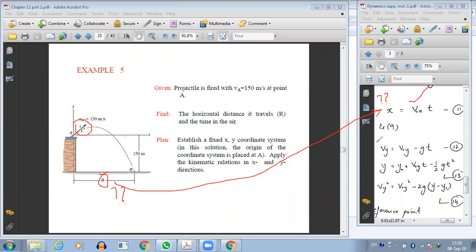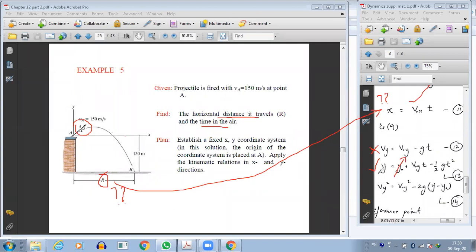You move towards the y component equations. For the y component equation, again, the first equation has Vy, but we don't know Vy, and it is also not needed. What is needed is time and the horizontal distance. So let's leave this equation. Let's not use this one. Rather, let's use this one. Y naught is 0.